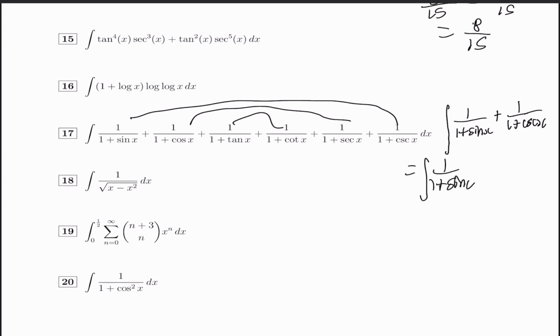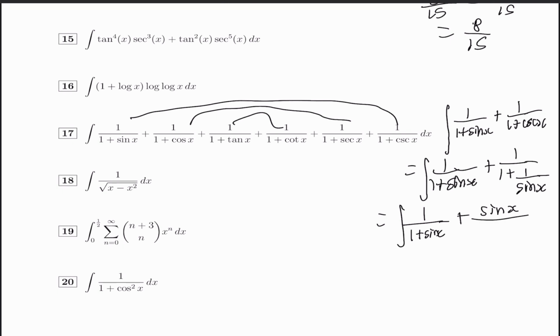So this is 1 over 1 plus sine x plus 1 over 1 plus 1 over sine x. So let's multiply this term here by sine x on the numerator and denominator, so we're still getting an equivalent fraction. So we have 1 over 1 plus sine x. Now sine x times 1 is sine x, and 1 times sine x is sine x, and sine x over sine x is 1. And this and this have the same denominator, so let's combine the numerators. We get 1 plus sine x over 1 plus sine x. And what is that going to be? That is going to be 1.